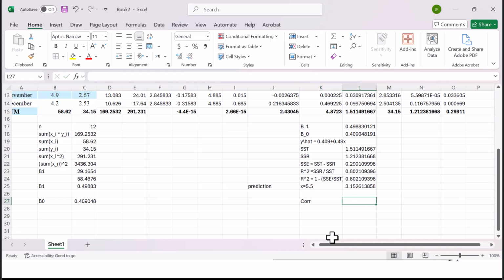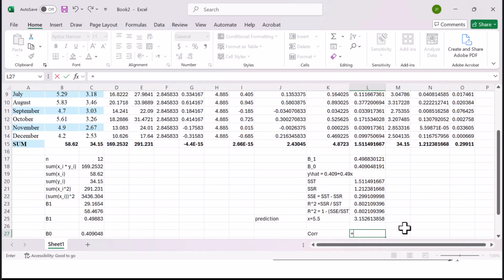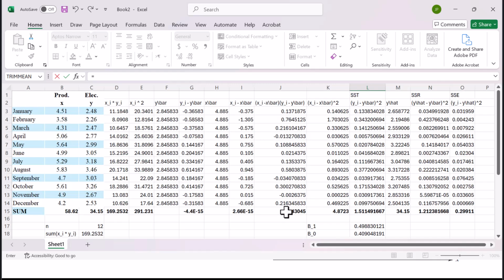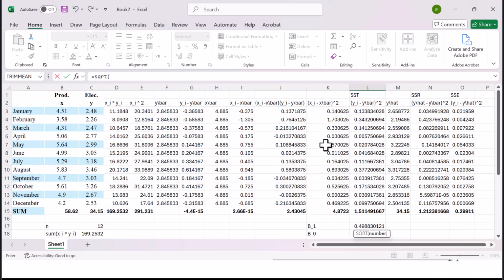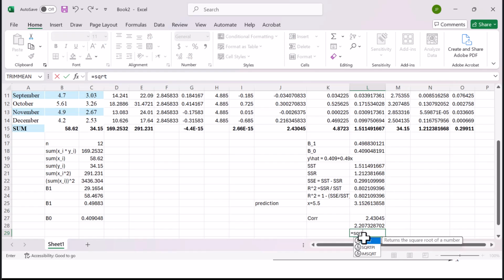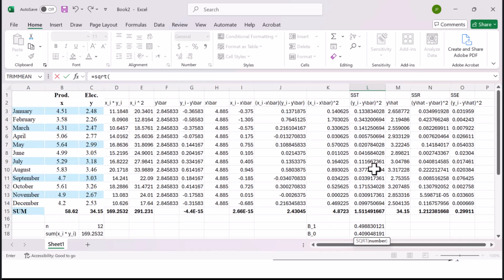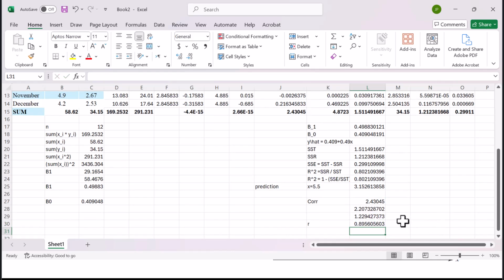So the correlation, or R, is equal to the sum of xi minus x bar times yi minus y bar, divided by the square root of the sum of xi minus x bar squared, multiplied by the square root of the sum of yi minus y bar squared. That's correct. And it is 0.8. So this is the correlation coefficient of this linear regression.